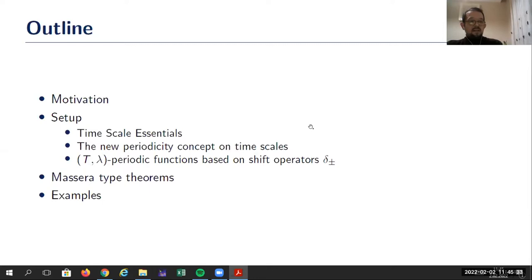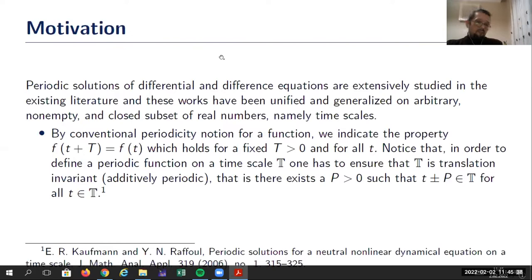All right. Motivation, I write some sentences for our guests. Periodic solutions of differential and difference equations are extensively studied so far. And, you know, by just Googling periodic solutions of differential equations, it's possible to get more than thousands of results.